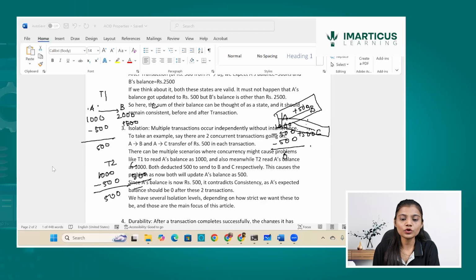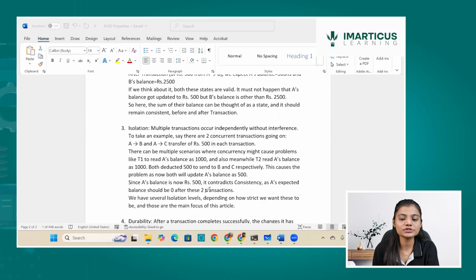So what is isolation in simple terms? Isolation is when transactions are happening independently without any interference. So it's a closed transaction which is happening. We have several isolation levels depending on how strict we want this to be, and those are the main focus on this. So when I talk about isolation, this was isolation.